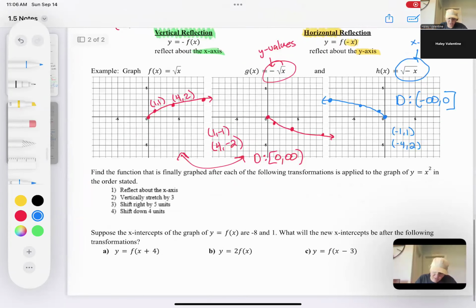So let's just practice writing equations. Let's say we're starting with this. Let's write a new equation of a graph after this has happened to it.